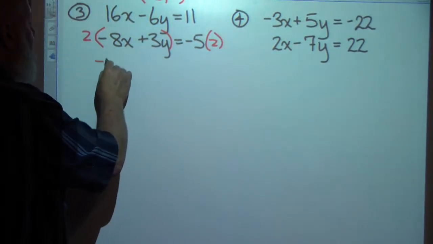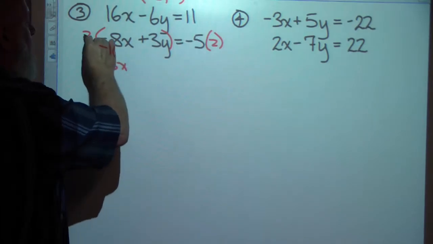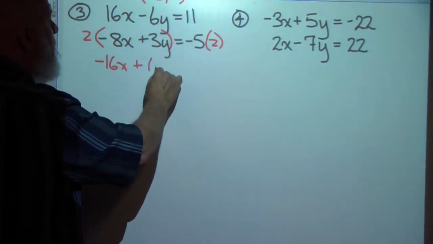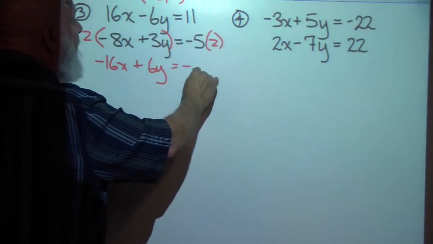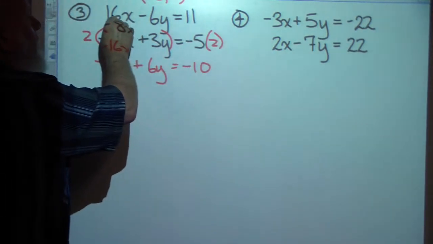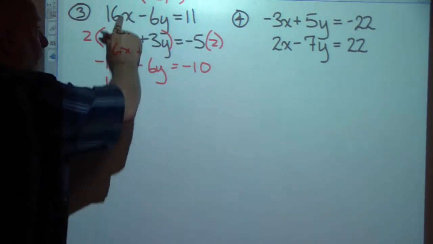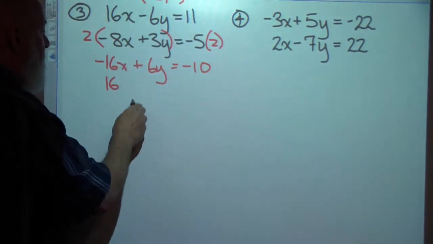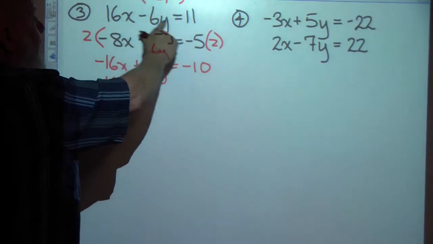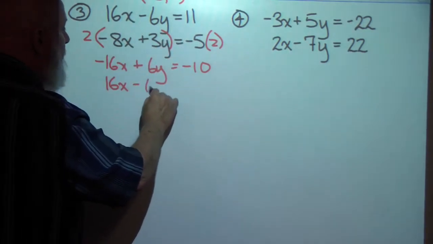This will give me negative 16x plus 6y is equal to negative 10. I'm just going to bring this equation down to add them together. I could add them right here, but my eye would be jumping around. I don't want to do that. So I'm just moving this one down here by rewriting it.